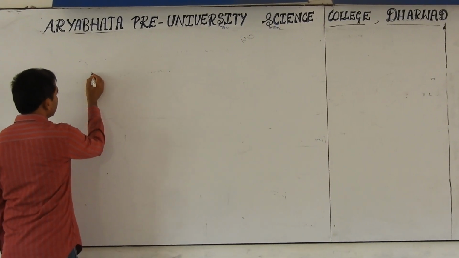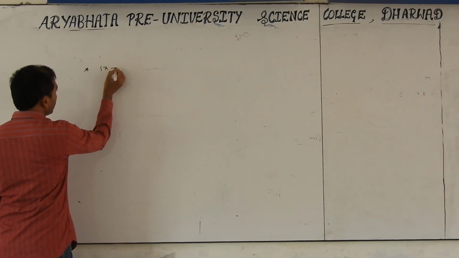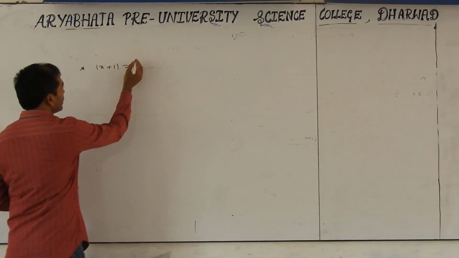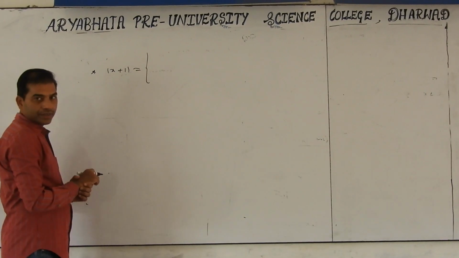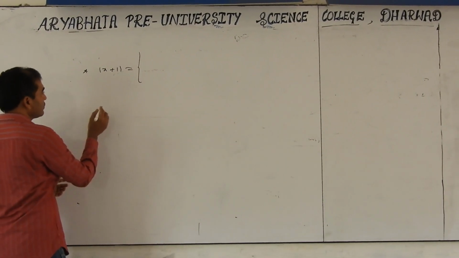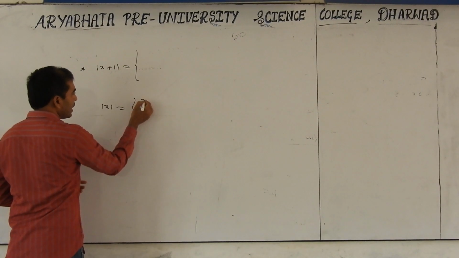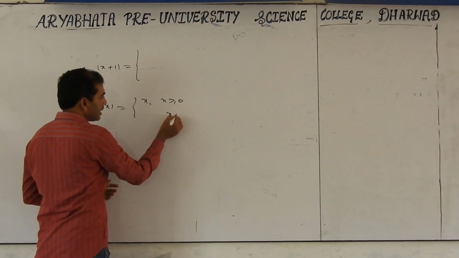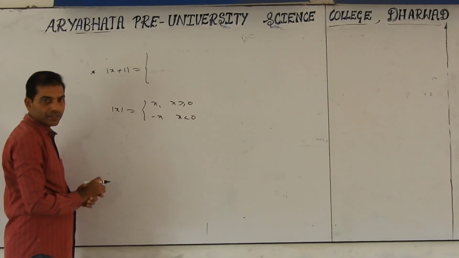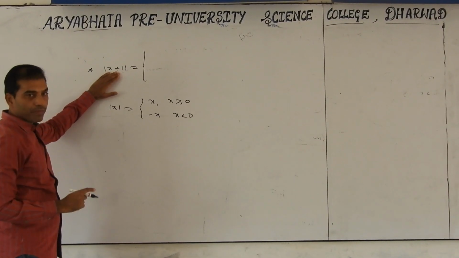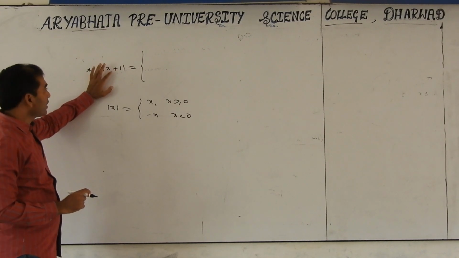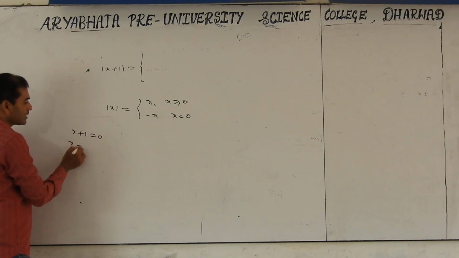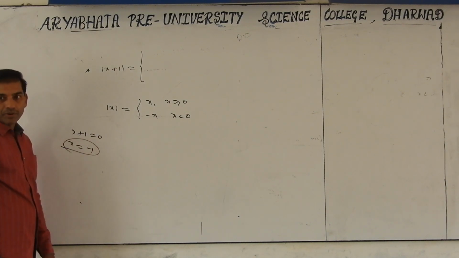Next, some examples here. Mod x plus 1. How to define? See, mod x we know, mod x equal to x when x is greater than 0. When x is less than 0, minus x. The mod x plus 1 is changing at what point? Minus 1. You make x plus 1 equal to 0, x equal to minus 1 is the changing point.